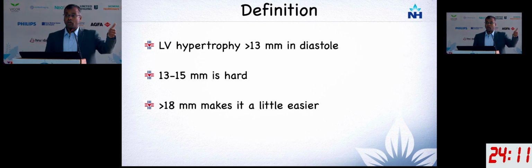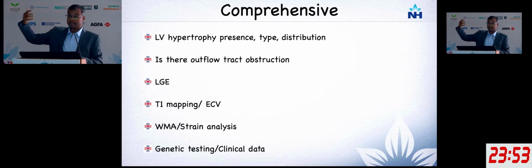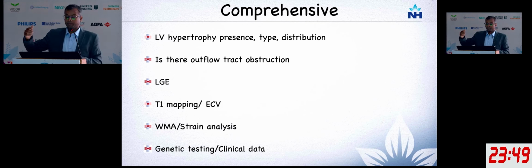So, what's a comprehensive way of assessing a case of cardiac MR with LV hypertrophy? First, say yes, there is hypertrophy. Second, what is the type of hypertrophy? Is it circumferential? Is it symmetrical? Asymmetrical? Does it involve the base? Does it involve the apex? That's the first thing that you describe.